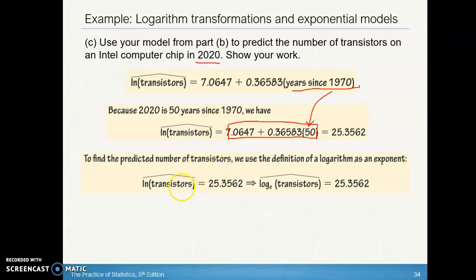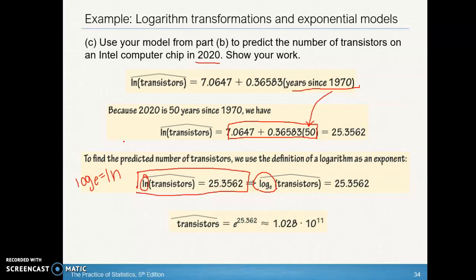Now what we have left is the natural log equal to 25.3562. This is not solved yet for transistors. I still have that natural log in front of it. So I rewrote natural log as log base e, because log base e is the same thing as your natural log. That's going to help us get the transistors alone.